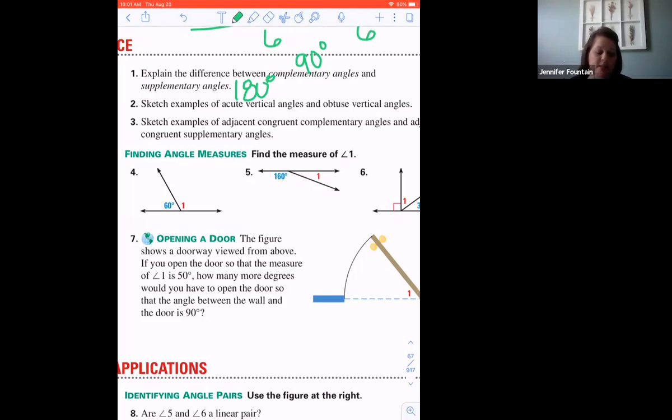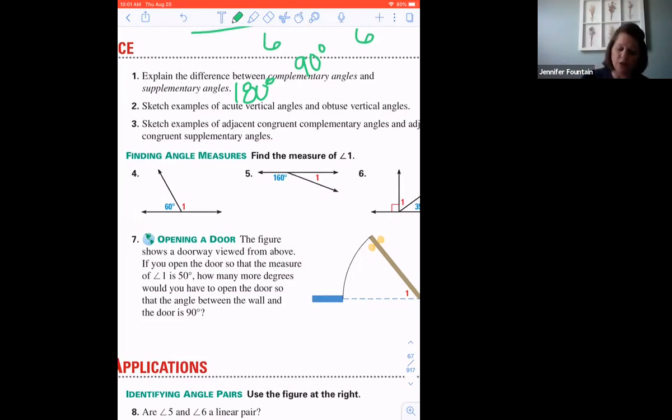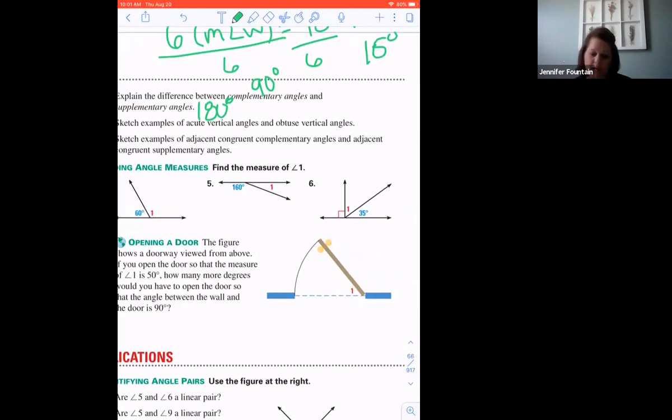All right, number 2 says sketch examples of acute vertical angles and obtuse vertical angles. So all I have to do is draw my 2 intersecting lines. And actually, let me do.